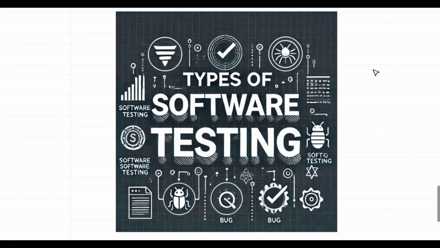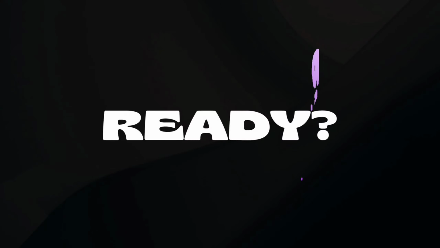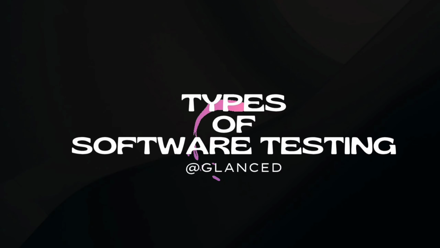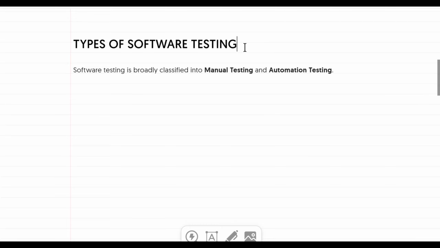Now let's get started. Types of software testing. See, software testing is classified based on different factors like performance, security, and so many. But mainly, software testing is classified into two types. So, the first one is manual testing, and the other is automation testing.